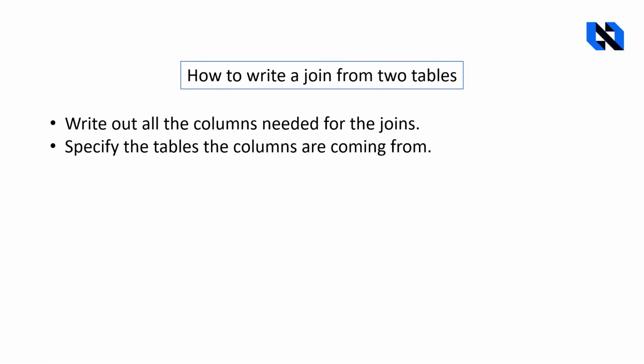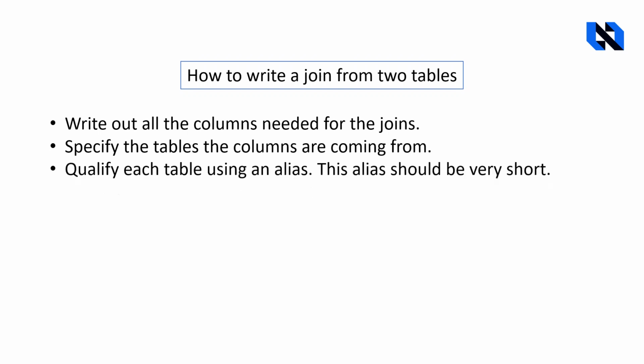The second thing is to specify the tables these columns are coming from. So when you have written down all the columns, you need to specify the tables that the columns are coming from. Say, for example, column A is coming from which table, column B is coming from which table, column C is coming from which table, and so on and so forth.